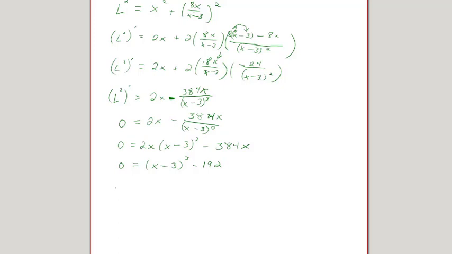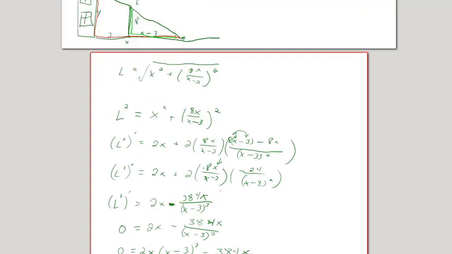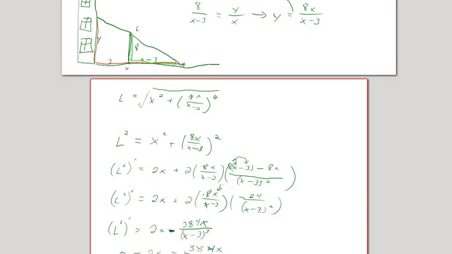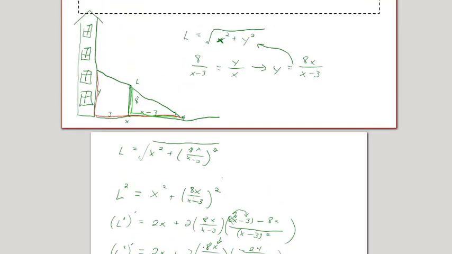Or in other words, x minus 3 equals cube root of 192. So x is going to equal 3 plus cube root of 192, which is 4 cube root 3. All right, so that's the x value. The distance away from the fence, of course, is just without the 3, the 4 cube root 3.